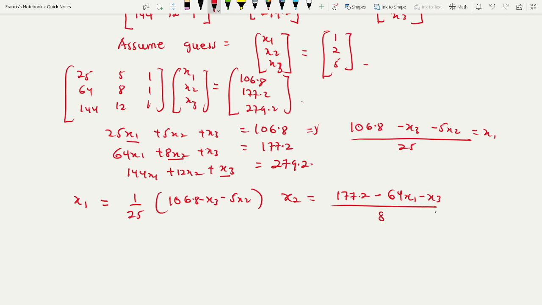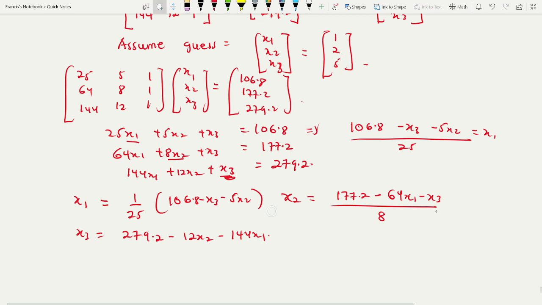x2, which is 8. Then finally, what will be our x3? Our x3 is simply going to be, I'll send the rest there. I'll make x3 the subject, right? So I get 279.2 minus 12x2 minus 144x1, right? Yes. So at this point, what am I going to get?